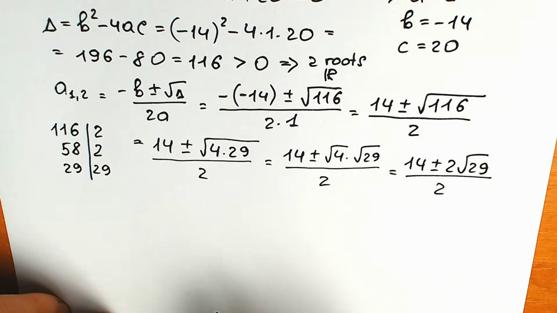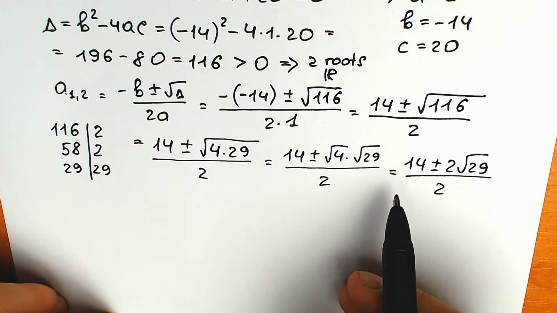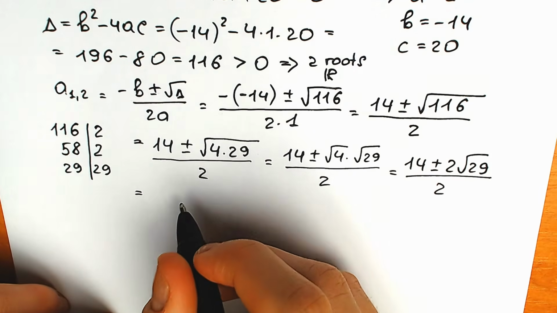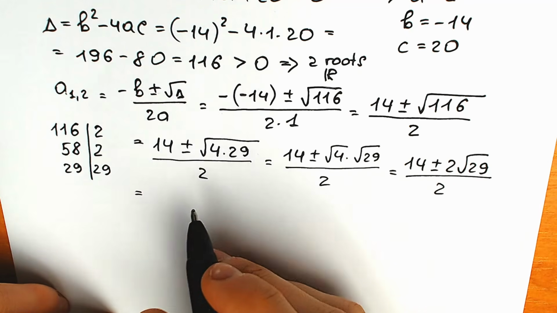And our last step, of course, there are two ways how we can do that. We can factor 2 from our numerator, or we can write this one as 14 over 2 and this one over 2. So basically we can cancel everything by 2.